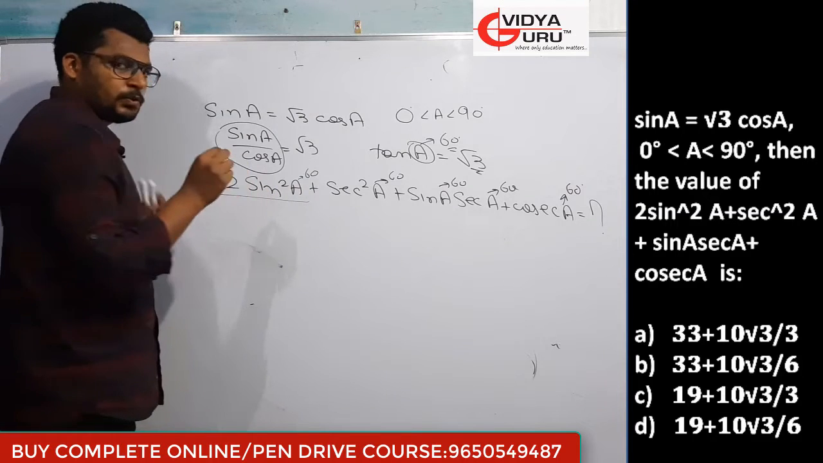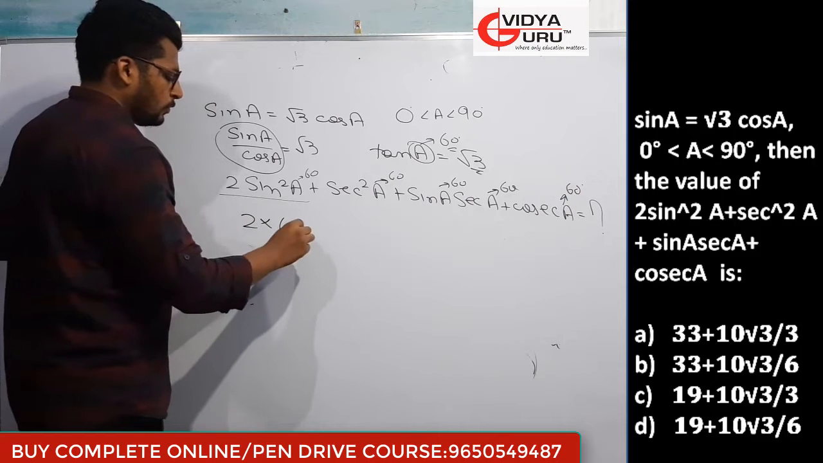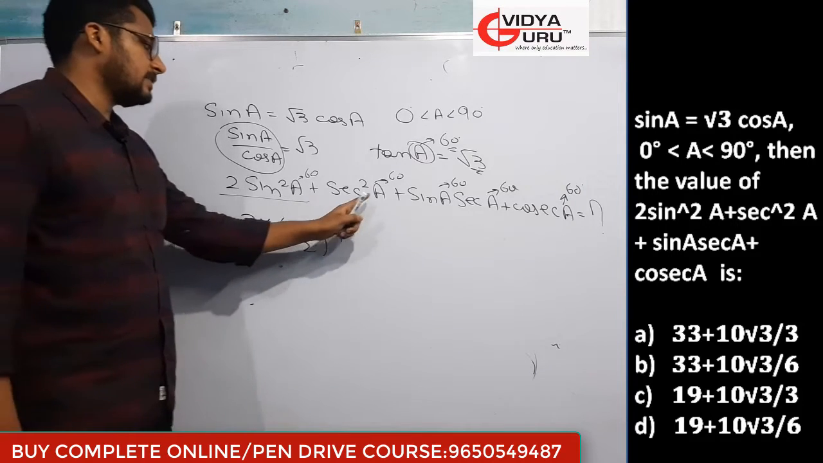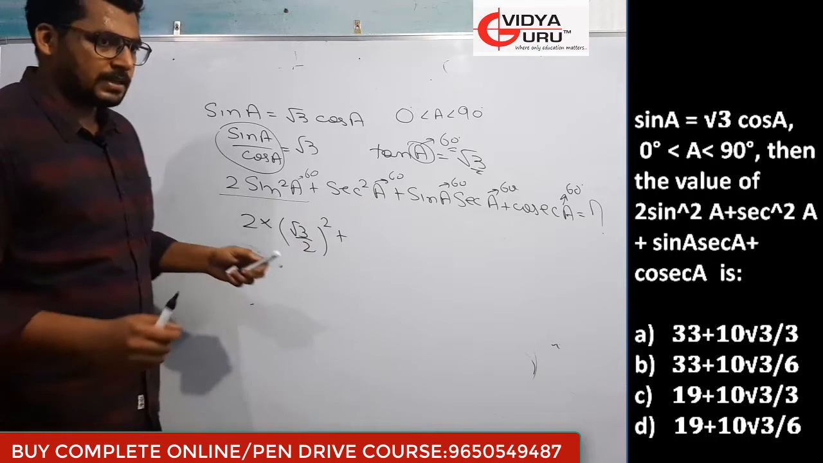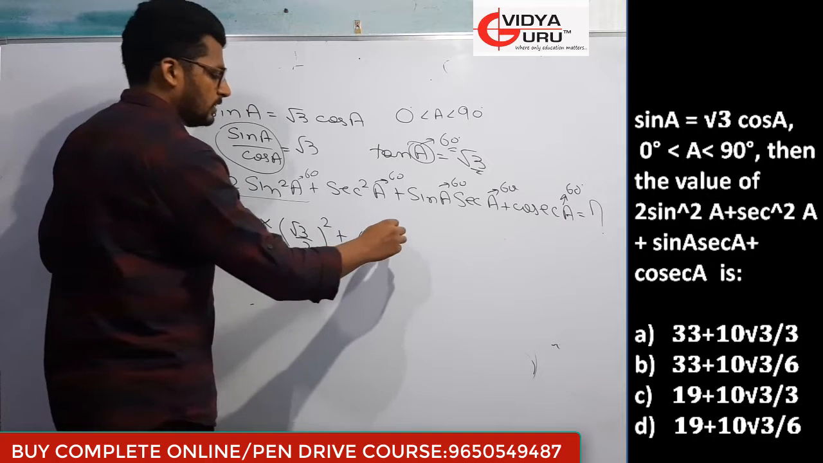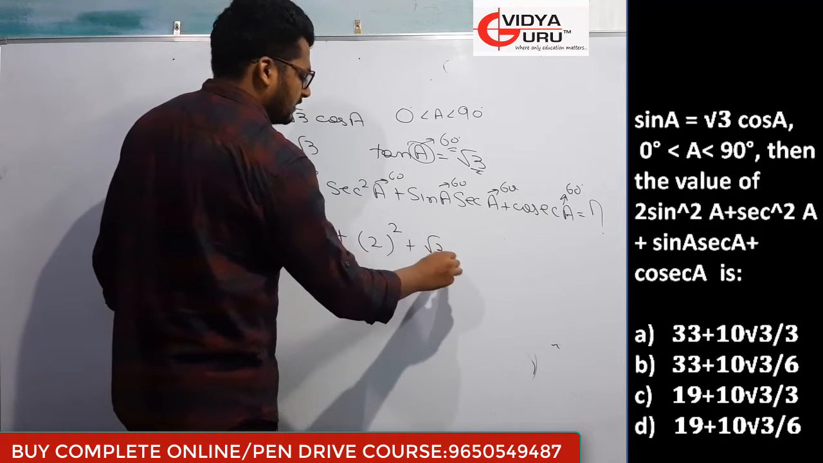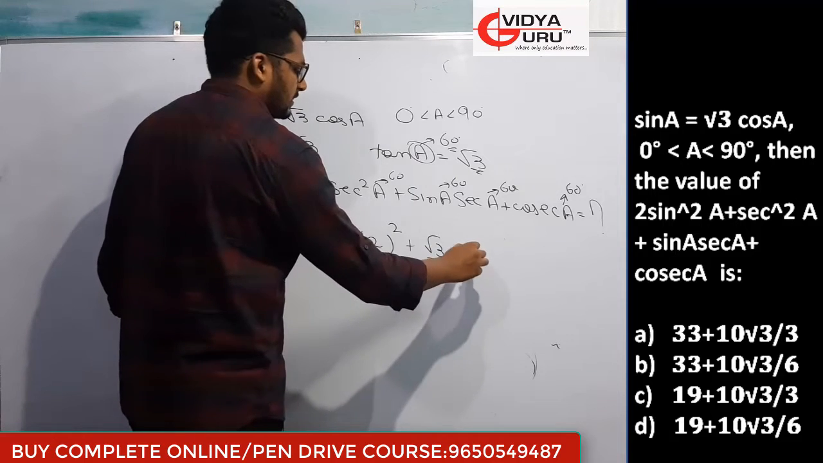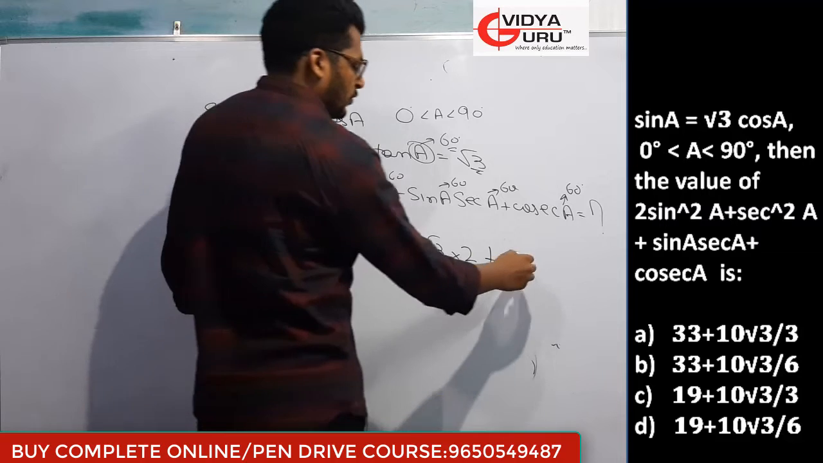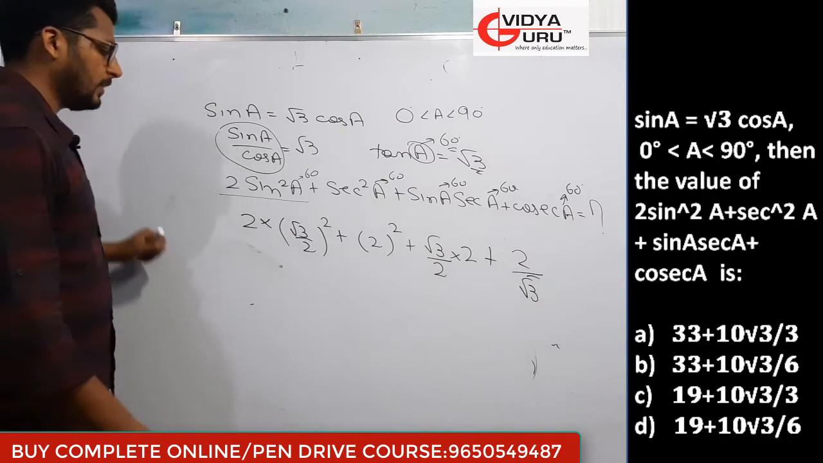Sin 60 is root 3 by 2, so it is whole square, root 3 by 2 whole square. Sec square 60: sec 60 is 2, and its whole square will be 2 square. Sin A, sin 60 is again root 3 by 2, and sec 60 is 2. Cosec 60 will be 2 by root 3.